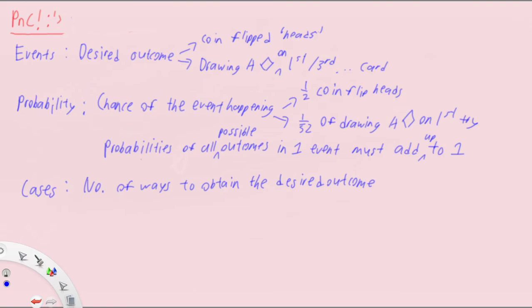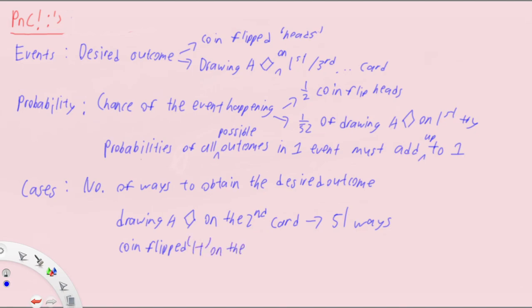So let's say we have drawing the ace of diamonds. Put it simply, let's not talk about the third card. On the second card, you know that there are 51 ways, right? Because the first card drawn can be any of the 51 remaining cards, and then the second card is the ace of diamonds. So this would be 51 ways. Another example is, let's say we want to have a coin flipped hits on the second try. There you know that there are 2 ways to do it, because the first flip can either be hit or tail, of which there are only 2 ways.